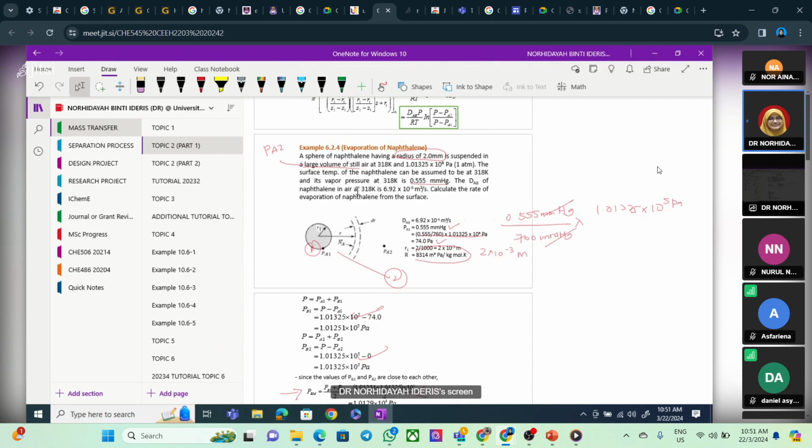So as I mentioned to you that this class for today is a hybrid mode. Part of the lecture, okay, especially in terms of the derivation, you can watch it in the future. Okay, now I would like to focus on how to solve this problem. Okay, this example 6.2.4. Can you first read the question? Baca dulu soalan. And then cuba buat tanpa melihat kepada solution kat bawah slide ni dulu.